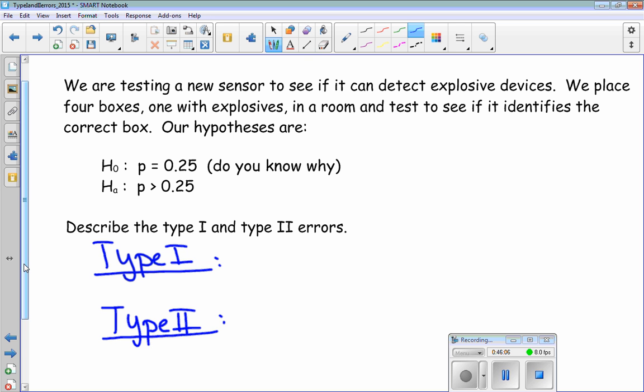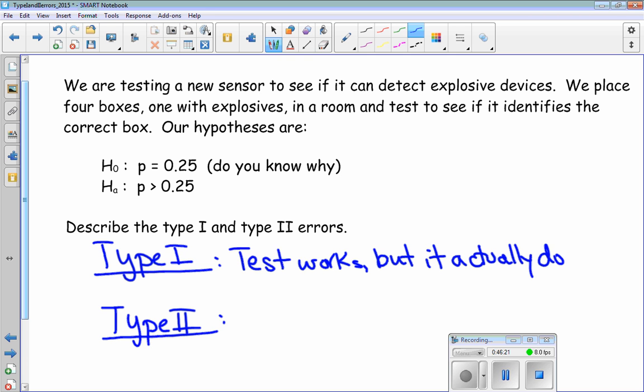So in this case, we're going to reject the null when it's true. We're going to say that the test works, but it actually doesn't. There are, like I said, sometimes there's one that's a little odd. So again, it depends on the context of the problem, but most often a type 2 is worse.